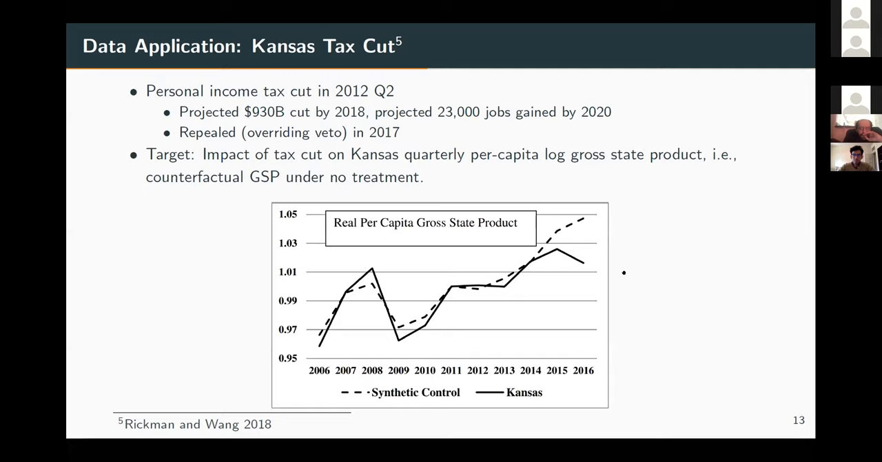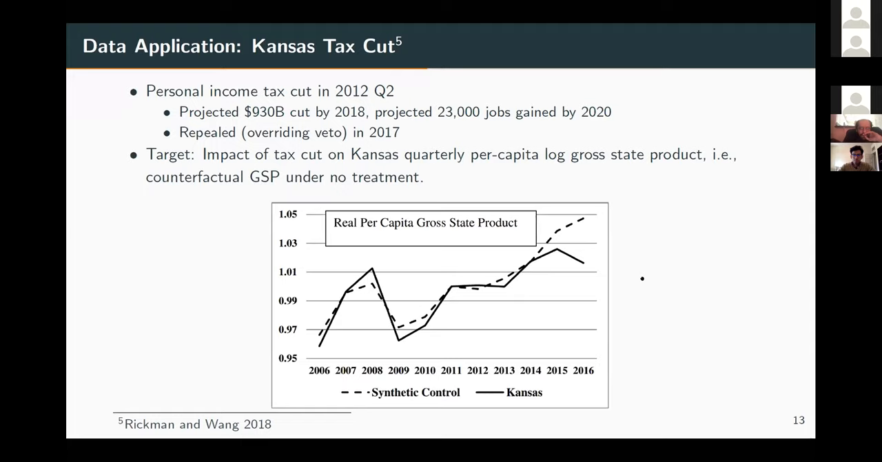So say you're an economist and you want to understand the efficacy of supply side economics and of tax cut based measures to increase economic growth. You might be interested in estimating counterfactually what would have happened to Kansas's gross state product had they not implemented this tax cut, and then comparing that counterfactual to the actual observed outcome. With the synthetic control method, which is a very popular panel data method that I'll give more details on in a bit, the idea would be that you project this out and then compare the differences.